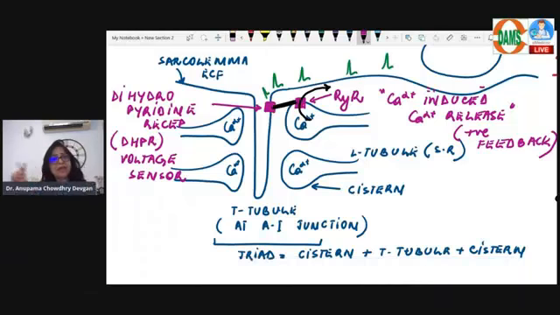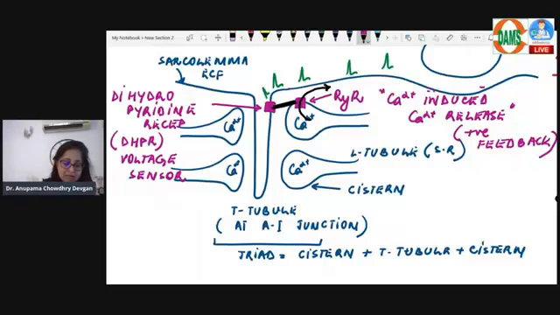And this calcium will, like I said, bind with troponin C in excitation-contraction coupling. But what you must understand is, this ryanodine receptor is a ligand-gated calcium channel. When there is release of calcium, this will bind with more ryanodine receptors and cause more release of calcium. That is known as calcium-induced calcium release, and that is an example of positive feedback.